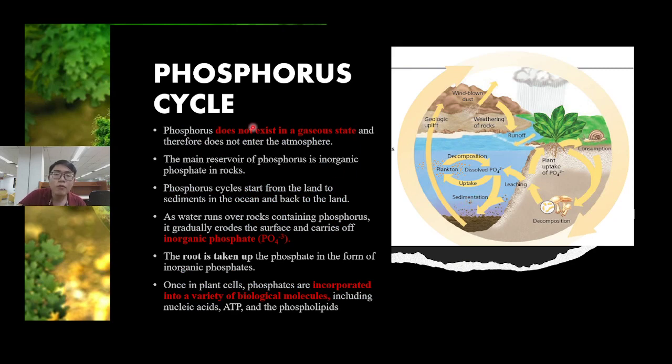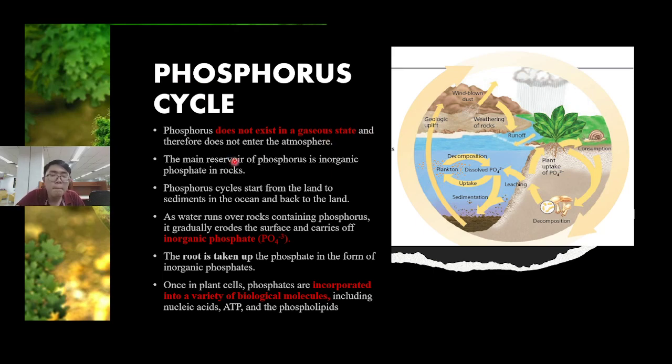Okay, next is the phosphorus cycle. The phosphorus cycle is a very special cycle in which phosphorus does not exist in a gaseous state. In nature, phosphorus will only exist in solid and liquid forms. There is no phosphorus substance in our atmosphere. It does not enter the atmosphere. So in our air, there is no phosphorus at all. But carbon and sulfur exist in a gaseous state, while phosphorus never does.